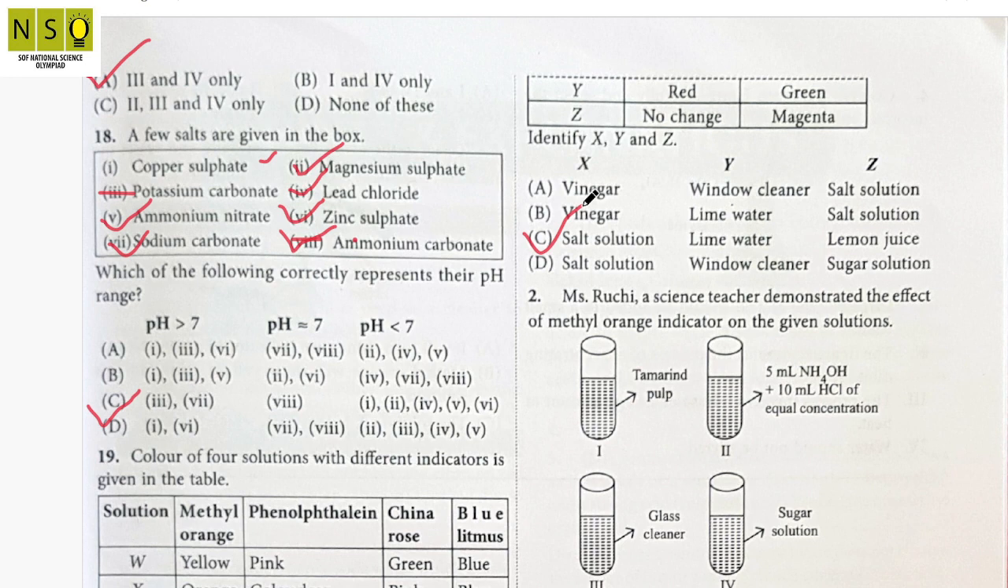There is no change when it is added with the turmeric or with the China rose. And when lime water is added, since lime water is basic, it will turn red and green by adding turmeric and China rose. And when lemon juice is added with the turmeric, there will be no change, but since it is acidic in nature, when it is added with China rose, it will become magenta. So the answer will be C.